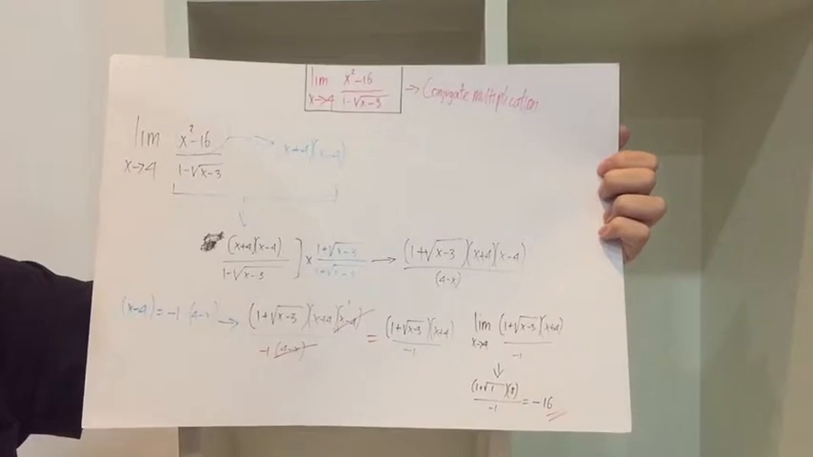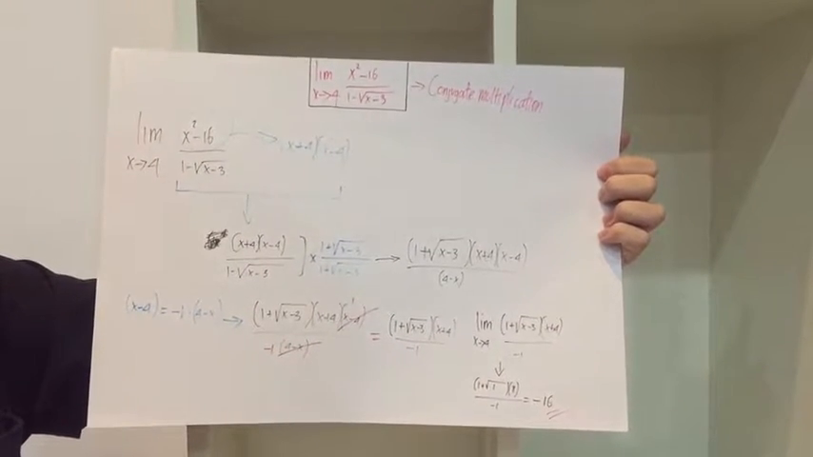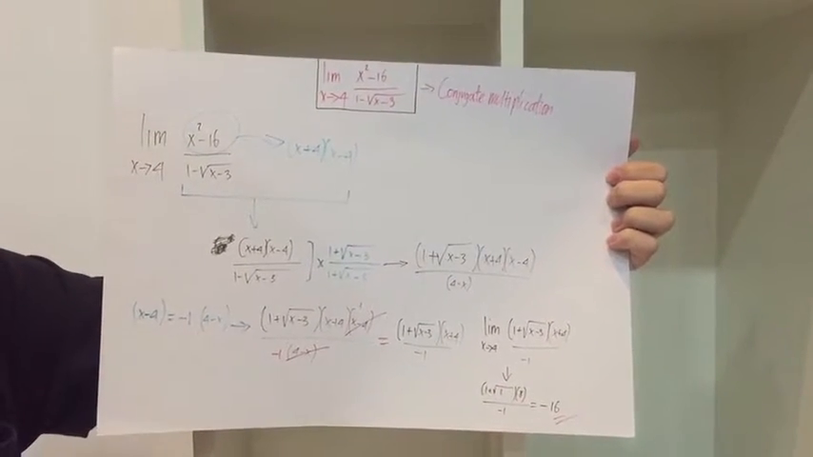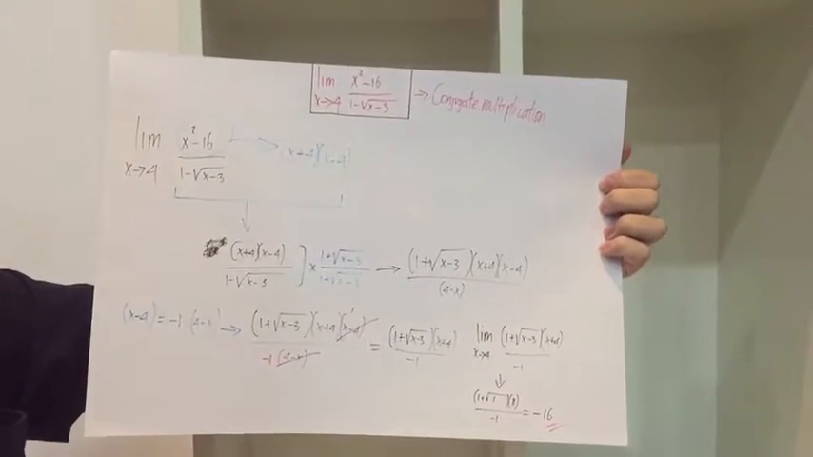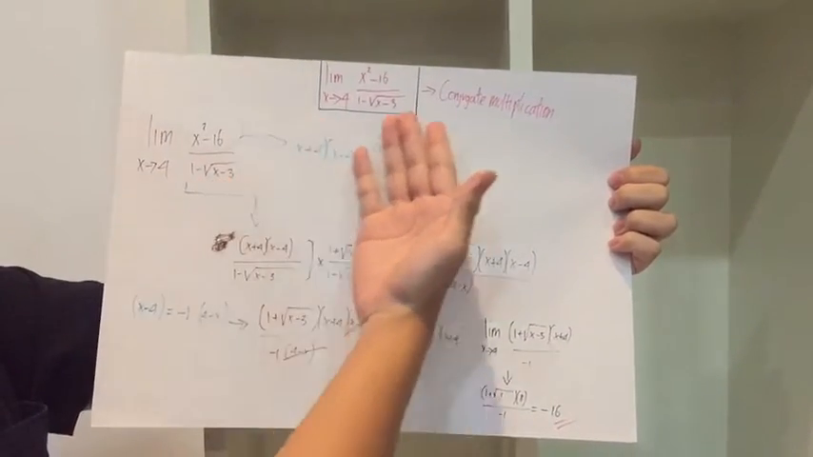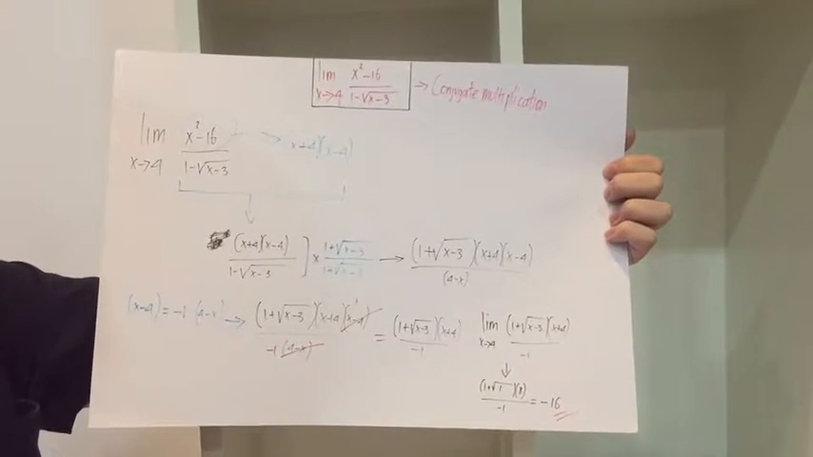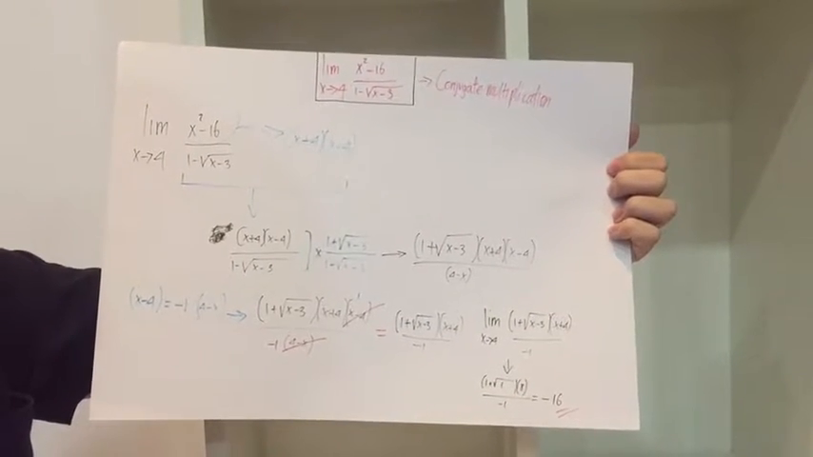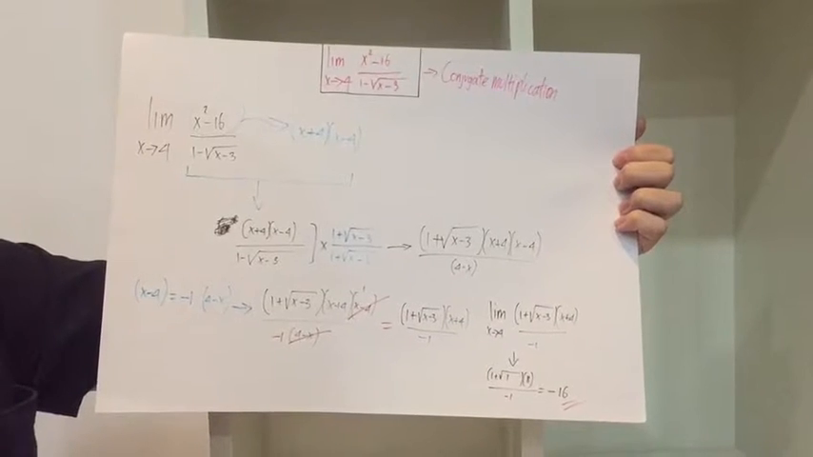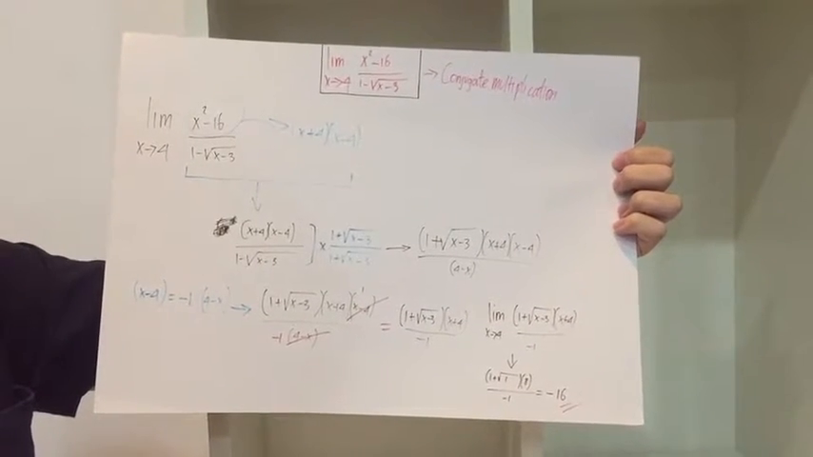Hello everyone, this is a conjugate multiplication function limit mathematics. As you can see, this is the question. The limit of x approaching 4 is x squared minus 16 over 1 minus the root of x minus 3.